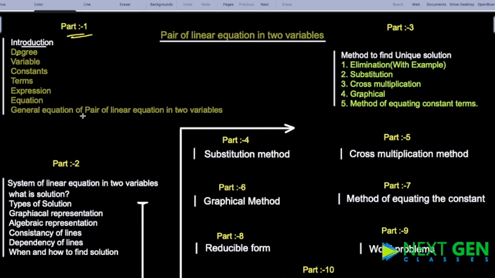This is a very vast topic, so I have divided it into 10 equal parts. In this part I am explaining the introduction of this chapter, and we will learn about the introduction of pair of linear equation in two variables. So let's start.